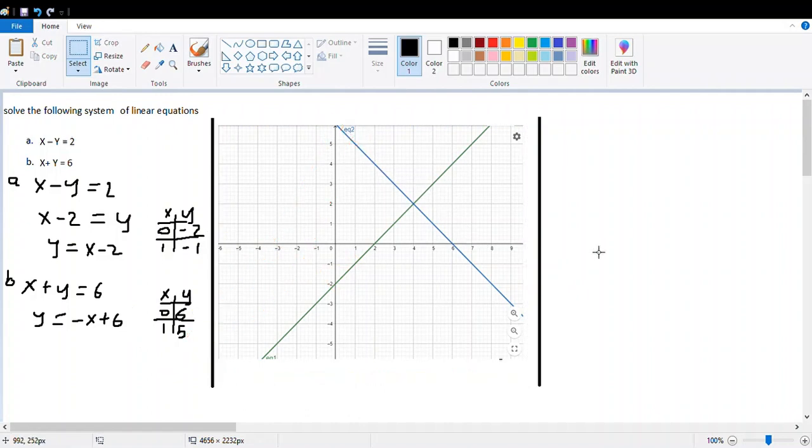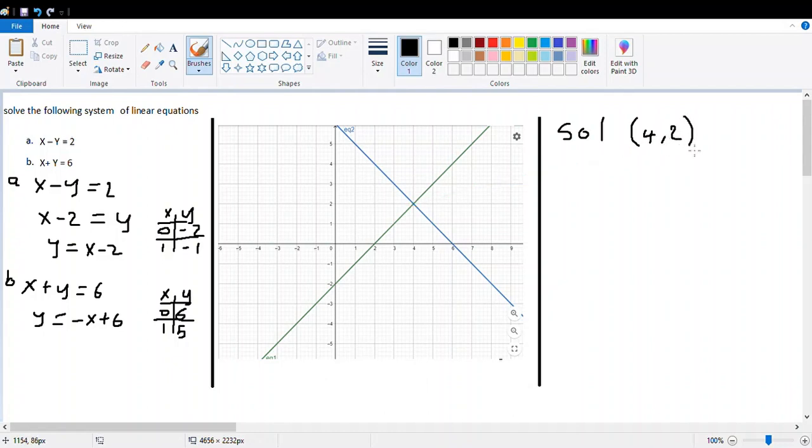Now, as I explained from the beginning, the intersection point is the solution. If you are solving a system of linear equations by graphing method, then you are looking for the intersection point. As we can see, the intersection point is, remember that we always name the x component first, 4, and the second component, y, is 2. Okay, very well. Then that means that our solution is going to be 4 and 2.